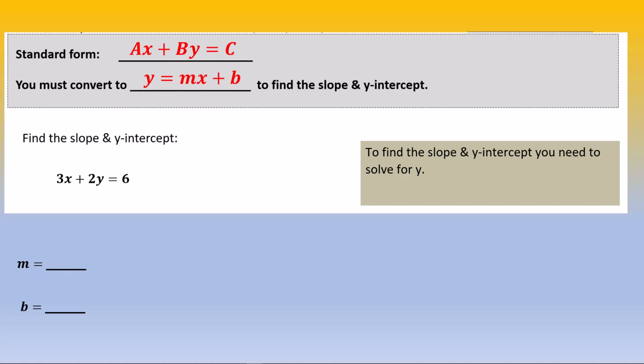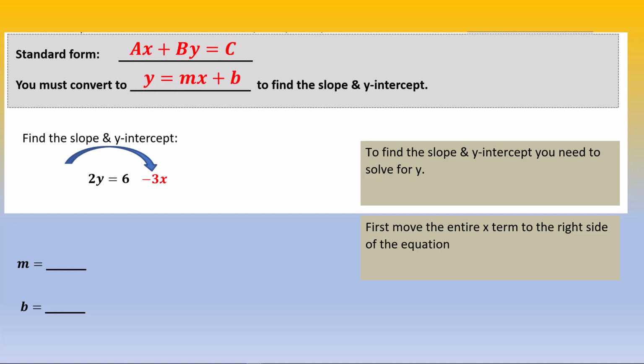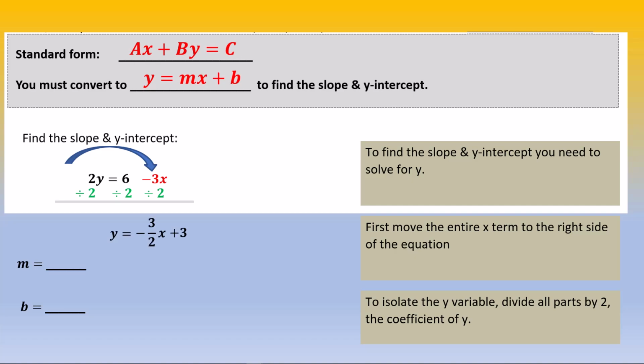To find the slope and y-intercept, you need to solve for y. First, move the entire x term to the right side of the equation. To isolate the y variable, divide all parts by 2, the coefficient of y, and you get y equals negative 3 over 2x plus 3. The slope is negative 3 over 2, and the y-intercept is 3.